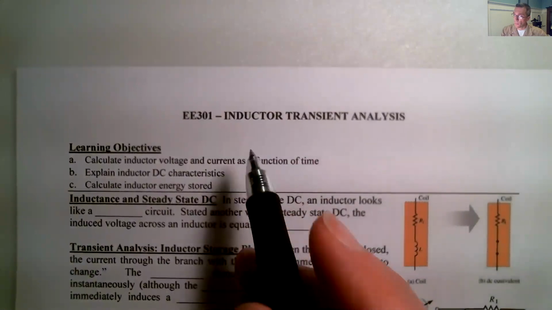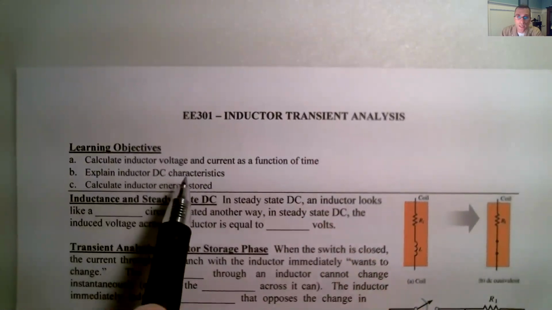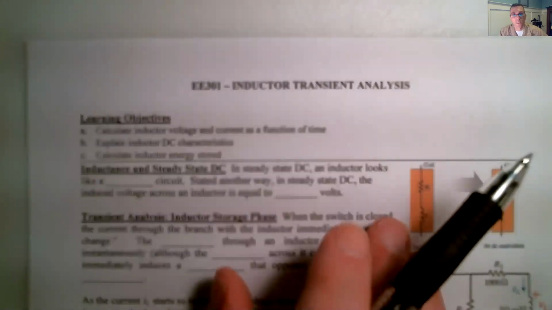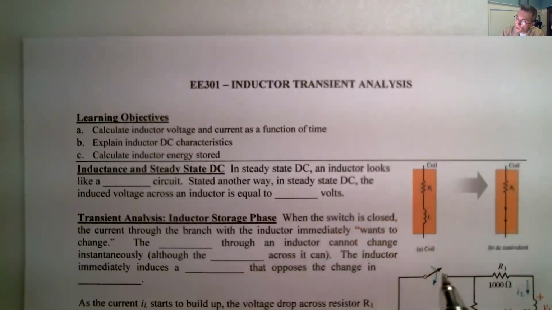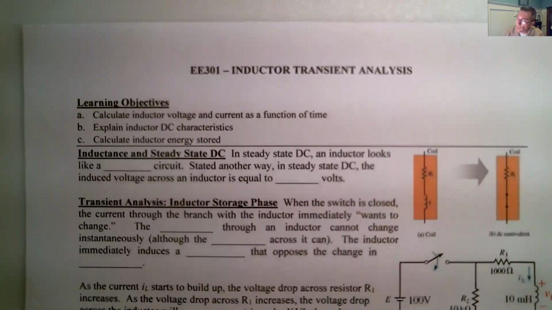All right, so learning objectives for this lesson are: calculate inductor voltage and current as a function of time, explain the inductor DC characteristics, and calculate inductor energy stored. So that's going to be based on the current at a particular time.